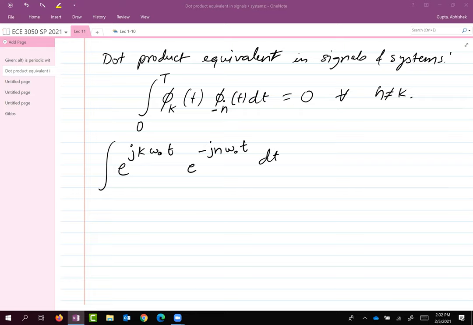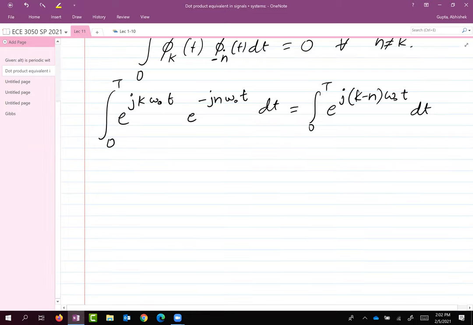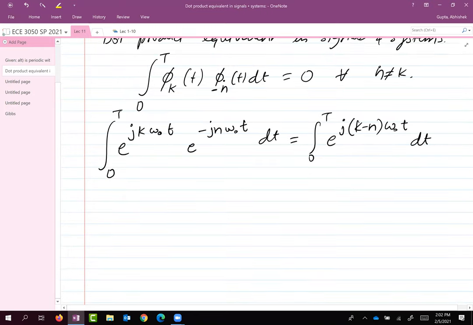So this is the inner product. Let's consider this inner product. I'm going to integrate between 0 to capital T, 0 to capital T of e raised to j (k minus n) omega naught t dt. What is this integral like? So let's assume that n is not equal to k. I'm going to consider n not equal to k.